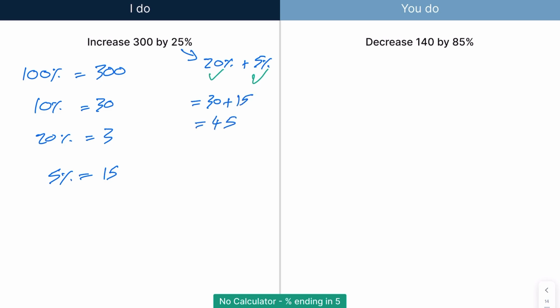Now the question is asking me to increase 300 by 25%, so I just do 300 plus the 25% I found, which is 75, and my answer is 375.